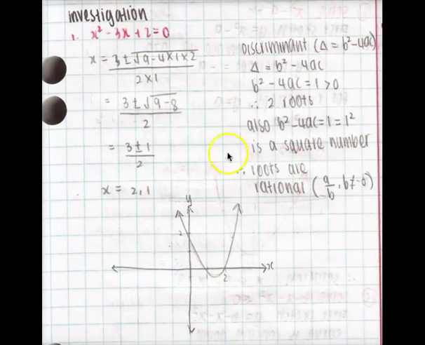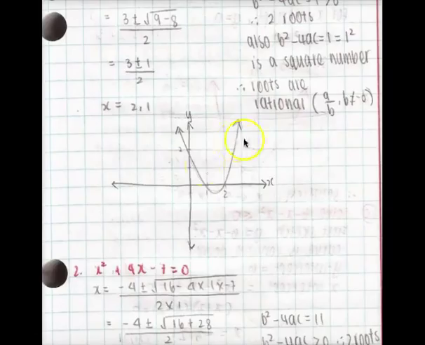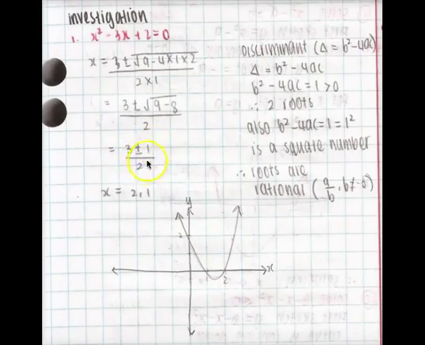So if what you've got under the square root sign is a squared number, then when you square root it, you end up with a whole number. And then you end up with really nice values for the roots. See, here we've got 2 solutions. 3 plus 1 over 2, which is 4 over 2, which is 2. Or 3 minus 1 over 2, which is 2 over 2, which is 1.